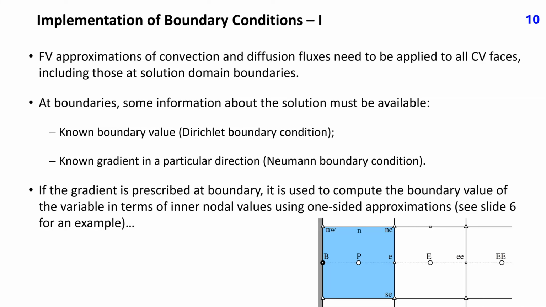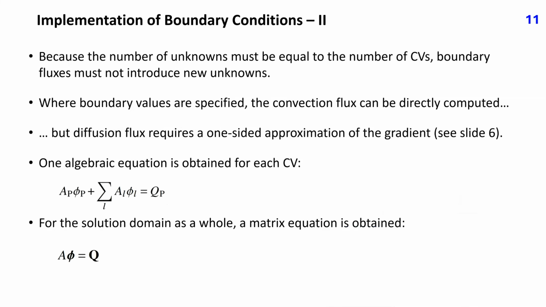Because the number of unknowns must be equal to the number of control volumes, boundary fluxes must not introduce new unknowns. Where boundary values are specified, the convection flux can be directly computed, but the diffusion flux requires a one-sided approximation of the gradient. See slide 6. One algebraic equation is obtained for each control volume. For the solution domain as a whole, a matrix equation is obtained.